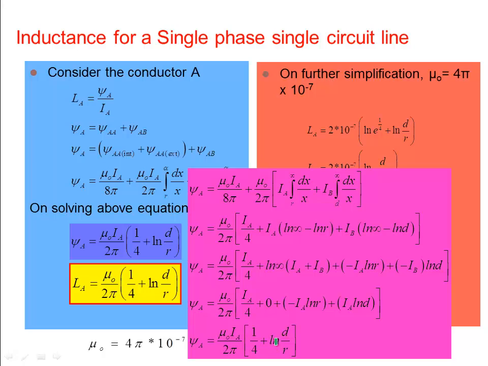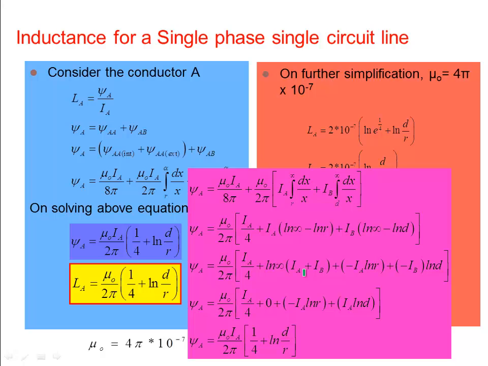This ln is the natural logarithm, and while you are integrating here you will get a natural logarithm, because dx by x is there, and the integral of 1 by x is the natural logarithm. If you apply the limits r to infinity as well as d to infinity, then we will get the final solution like this.